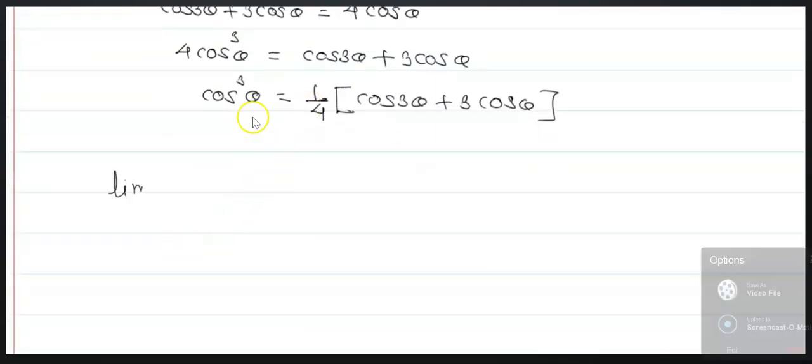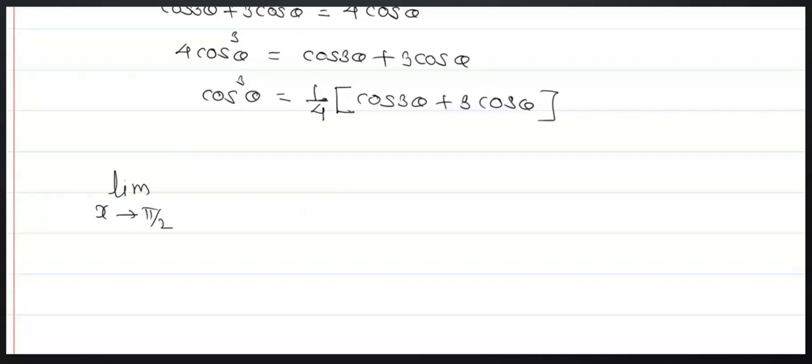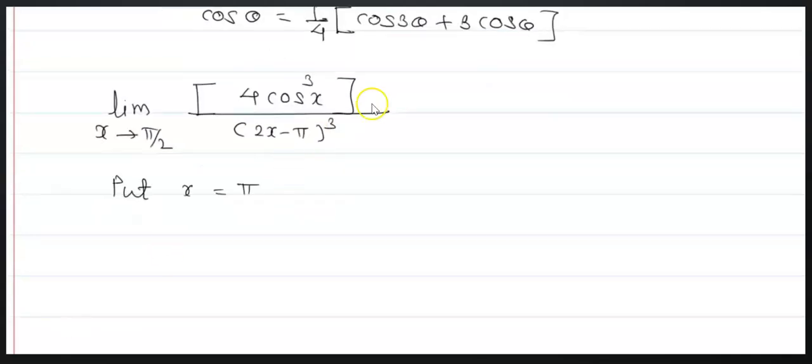This is the formula that you have to remember. Cos cube theta means what? 1 by 4 cos of 3 theta plus 3 cos theta. Now the limit x tends to pi by 2, 4 cos cube x upon (2x minus pi) bracket cube.